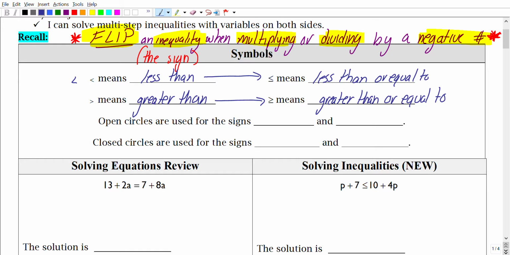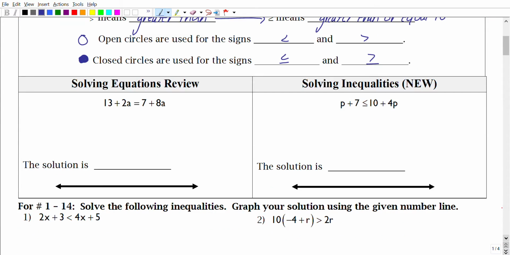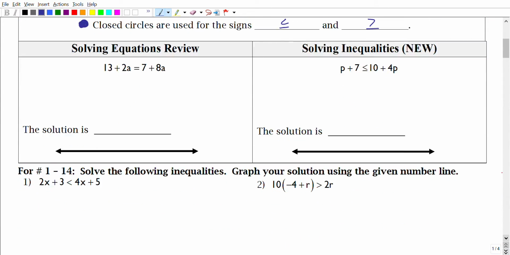Awesome. Let's also talk about how we have to show this on the number line. We have open circles when we have the symbols less than and greater than, and then we have closed circles when we have the symbols less than or equal to and greater than or equal to. Like I said, we're going to solve inequalities in a similar fashion to equations, with just a few exceptions on the rules.